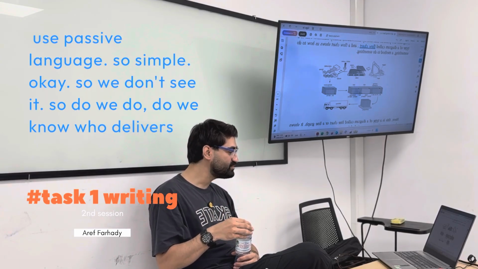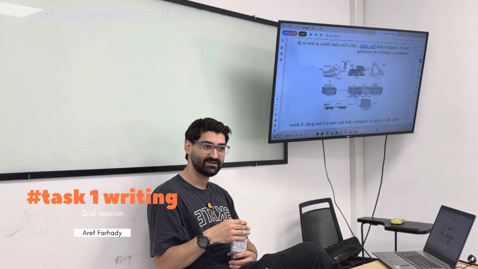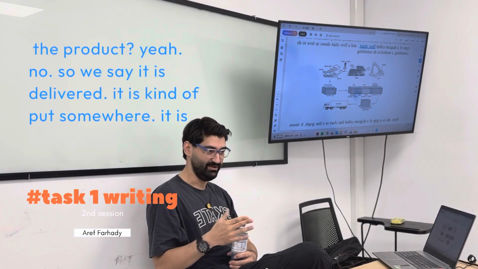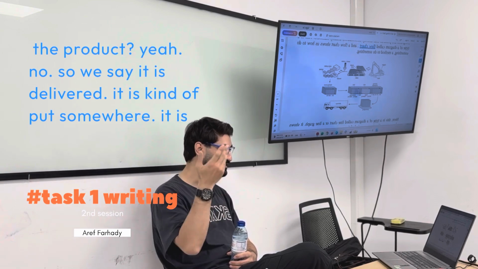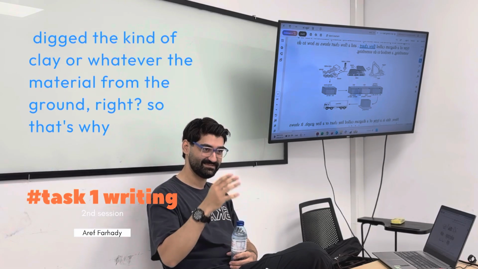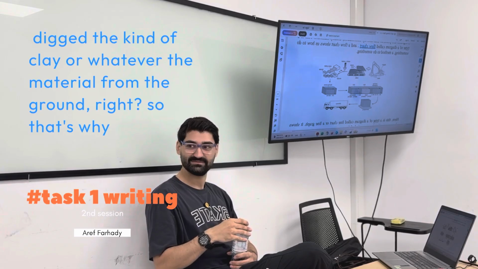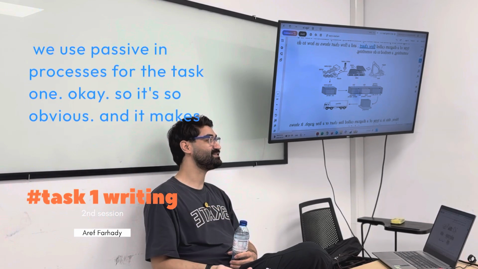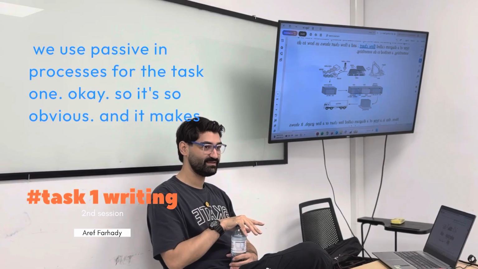Do we know who delivers the product? No. So we say it is delivered. It is put somewhere. It is dug, the clay or whatever material from the ground, right? So that's why we use the passive in processes for task 1, okay?